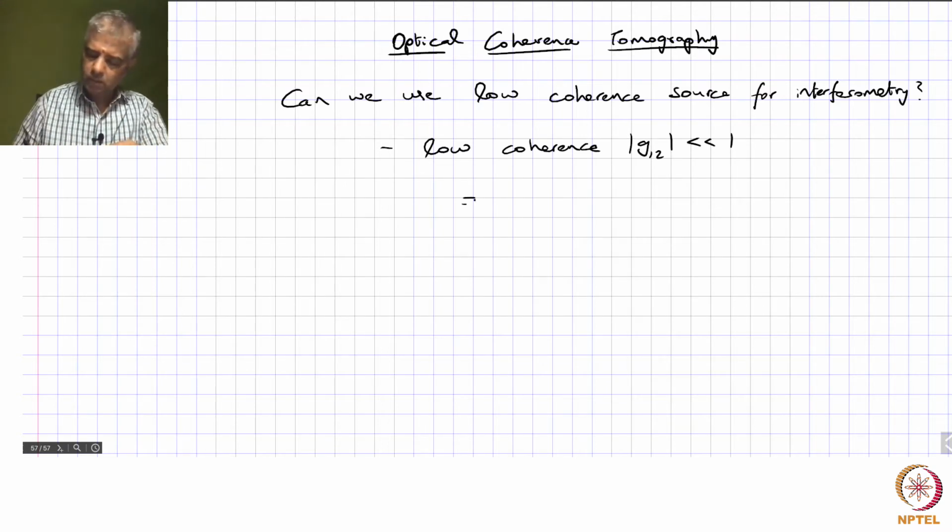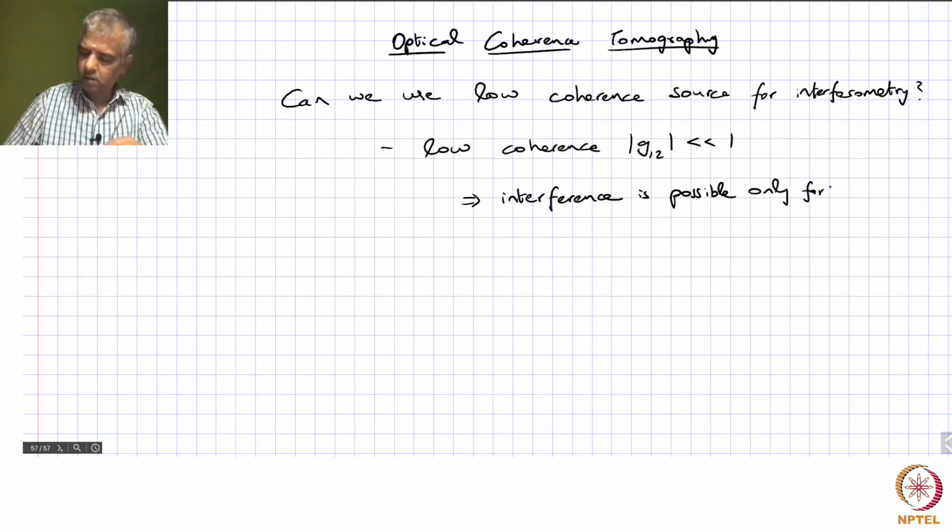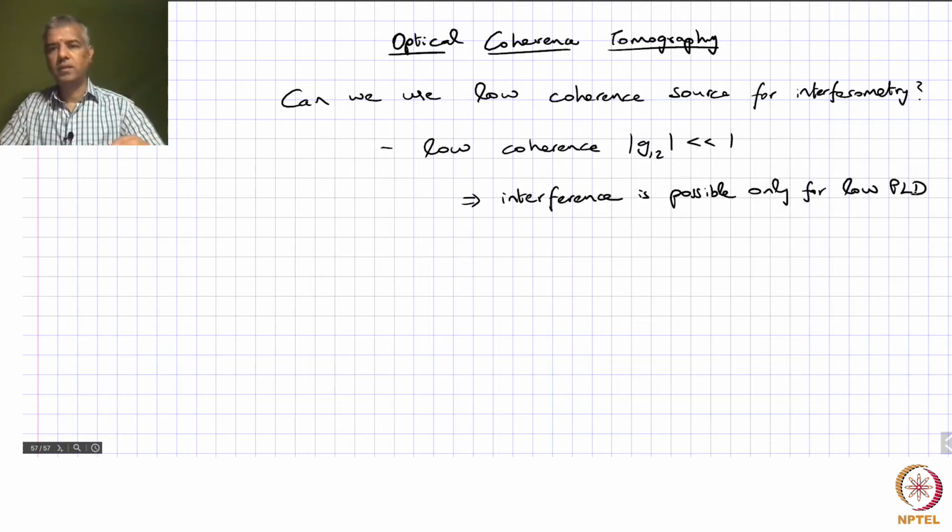Okay, so what is the use of that, and what does it mean to have a low coherence source? Clearly it means that interference is possible only for low path length difference, right? So we said Lc is equal to 20 micron for an LED, so it supports only some interference fringes over a path length of 20 micrometers.